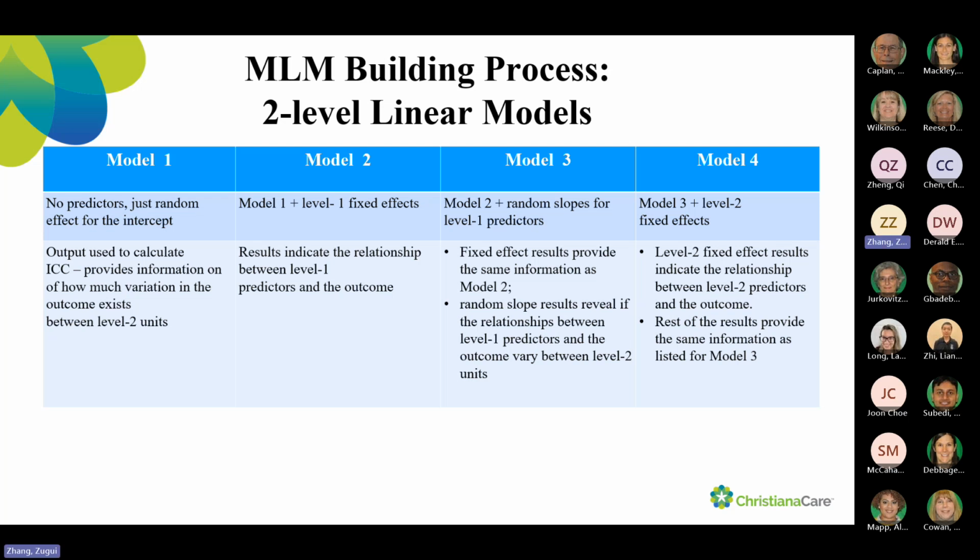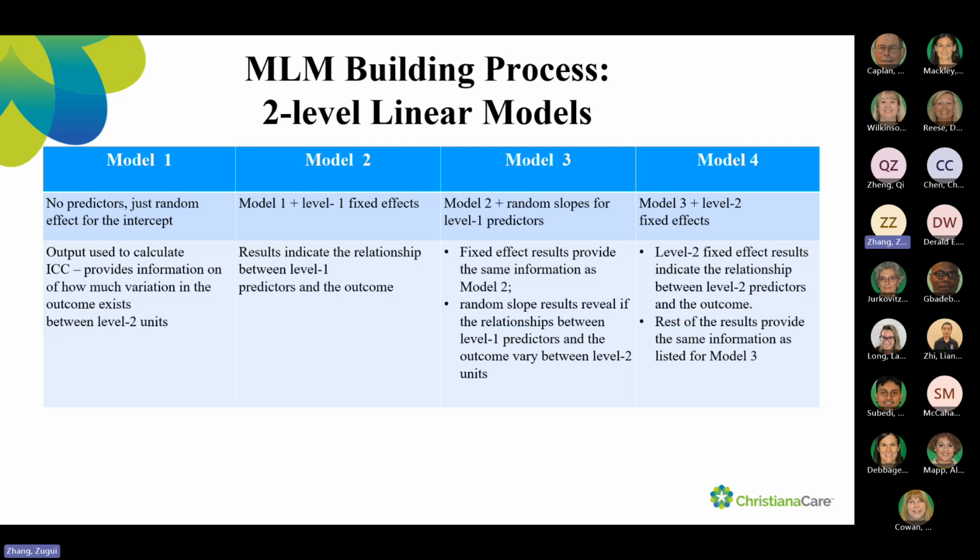And then we will have model 3. Model 3 is on the basis of model 2. We put in a random slope for level 1 predictors. The fixed effect results provide the same information as model 2. The random slope results will tell us if the relationship between level 1 predictors and the outcome varies between level 2 units. For example, we would like to look at the impact coming from the hospital.